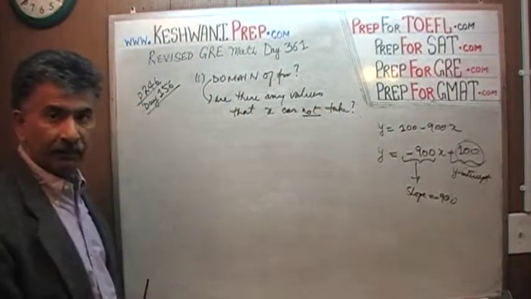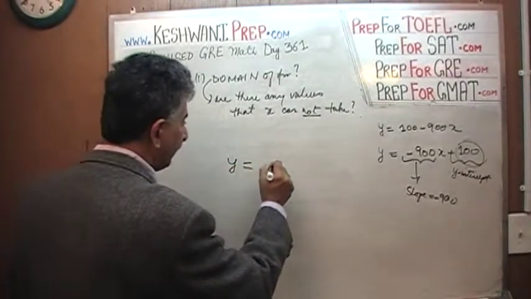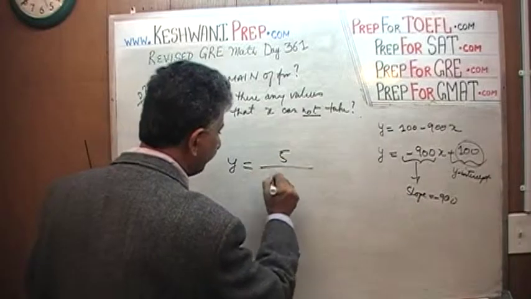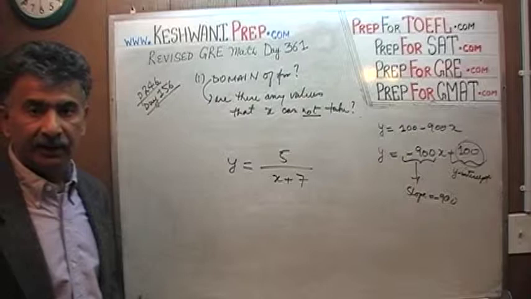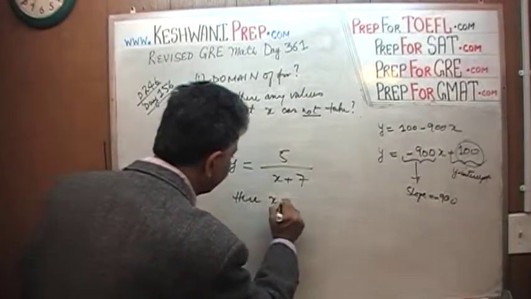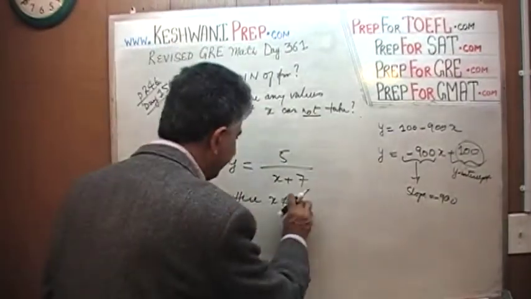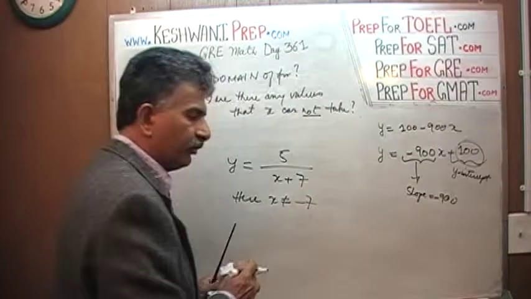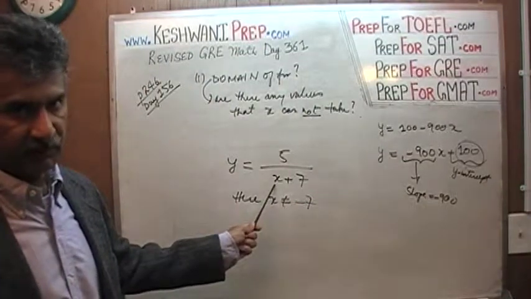We did a couple of examples a little while ago. For example, if we have a function that looks like this here, y is equal to 5 over x plus 7, are there any values that x cannot take in this function? The answer is yes. Here, x cannot be negative 7, because what would happen if x were negative 7? This is purely hypothetical.